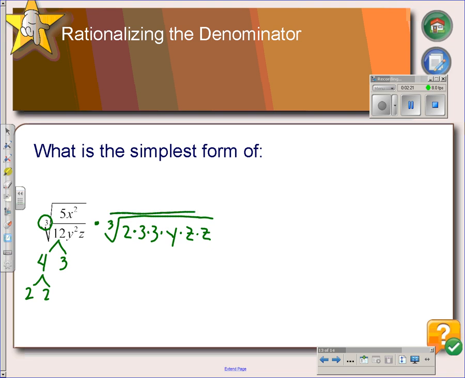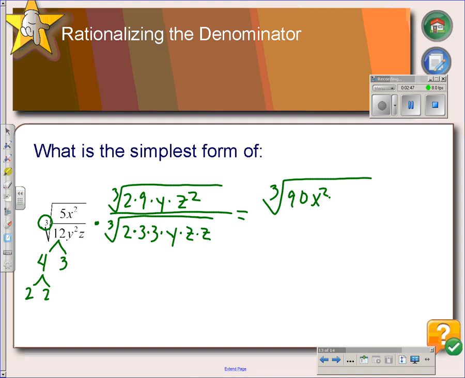So the rule with fractions is anything you multiply in the denominator, you have to multiply in the numerator to keep your fraction equivalent. So we're going to multiply the numerator by 2 times 9 times y times z squared. So the numerator multiplies to be 90 x squared y z squared.